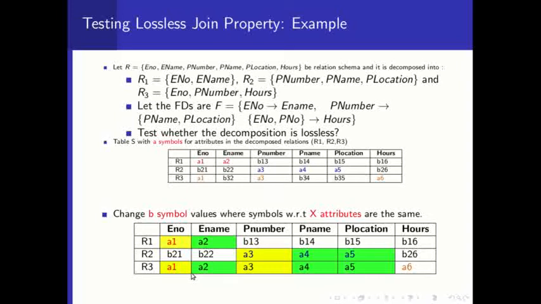This decomposition of relation schema R into three relation schemas R1, R2, R3 with these attributes is a lossless join decomposition, because you got a row with complete A symbols.